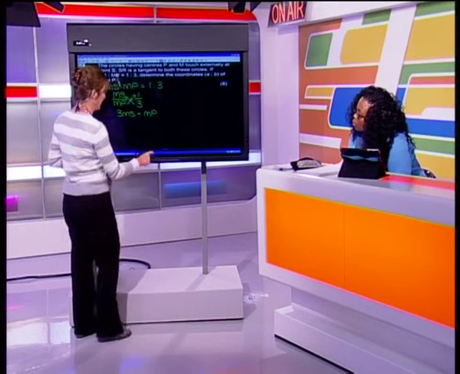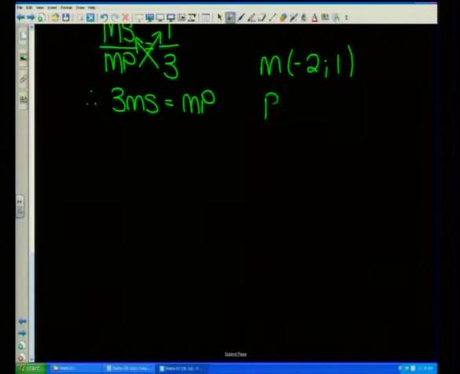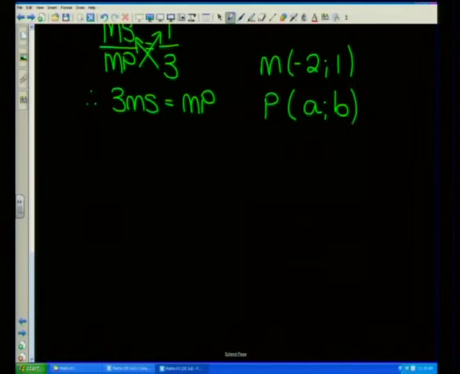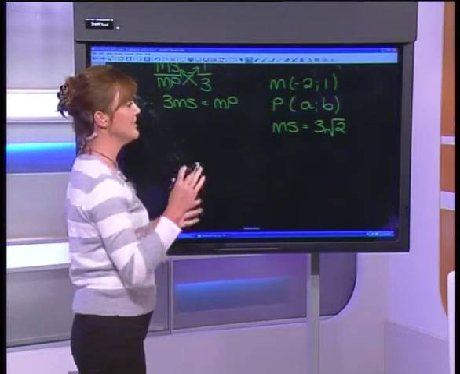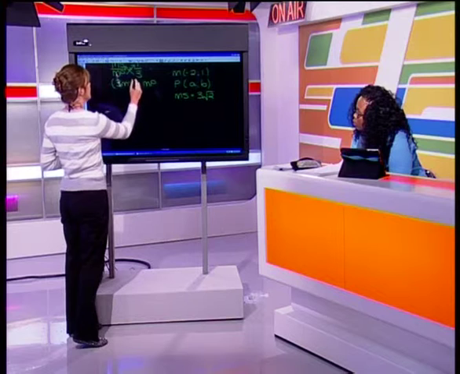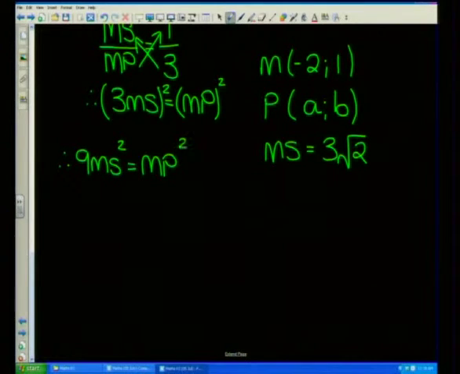So let's just get ourselves organized here. M was the point negative 2 and 1, P is the point A and B. The distance from M to S, we said, was 3 root 2. So let's substitute that in here. When we're working with the distance formula, remember that we don't just say MS, we say MS squared and MP squared. So what I'm going to have to do is square both of those sides to make it fit with our distance formula. So what I have got is 9 MS squared is going to be equal to MP squared.